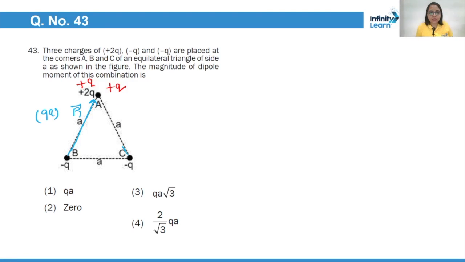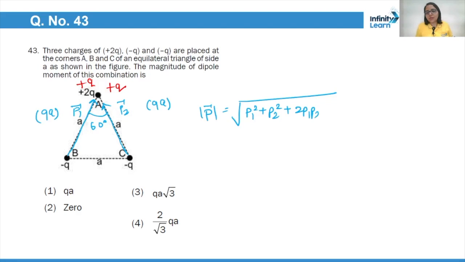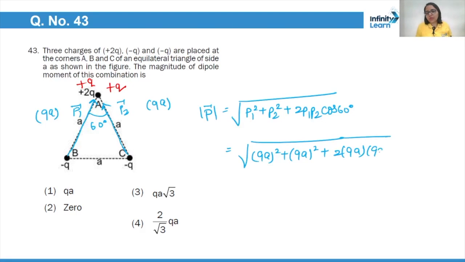Similarly, for this combination minus Q and plus Q, it will be P2 vector and its magnitude is again QA. So basically we have two equal magnitude dipole moments, but the angle between them is 60 degree. So resultant dipole moment will be under root of P1 square plus P2 square plus 2 P1 P2 cos 60 degree. So this is under root of QA square plus QA square plus 2 QA into QA cos 60 degree, which is 1 by 2. So this will be under root 3 QA. So correct answer is option 3.